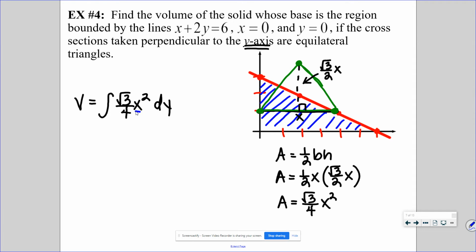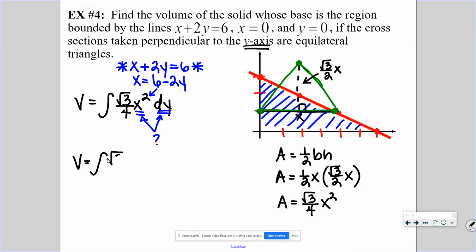The problem is that this variable is an x and this is being taken with respect to y. These variables don't agree, so a change has to be made. Now, it's not real hard to do, but you're going to go back and look at the equation of that line. The equation of the line is x plus 2y is equal to 6. I have an x here that I want to change to a y. So you will simply take that equation, solve it for x, and plug that new equation in place of x into your integral.